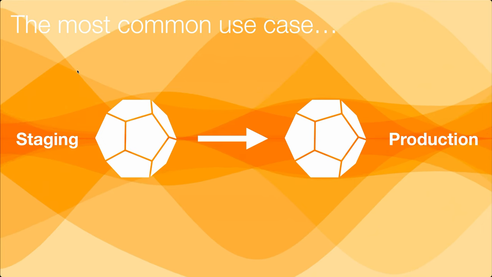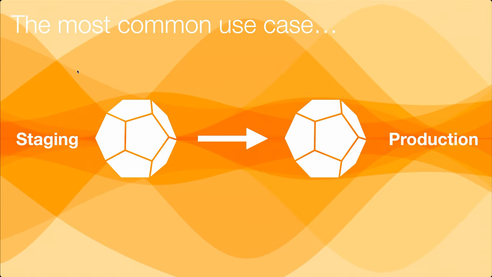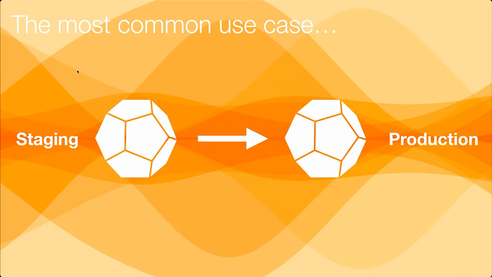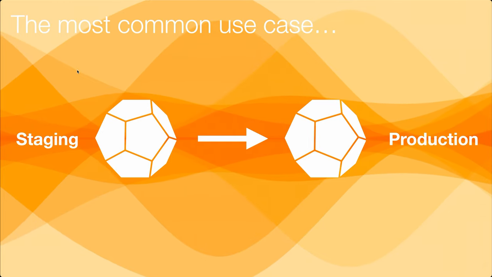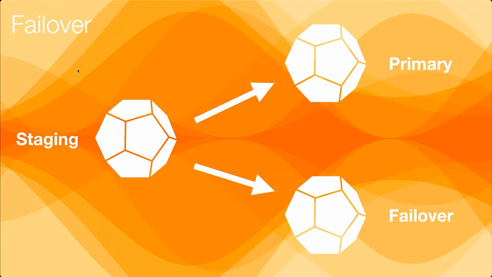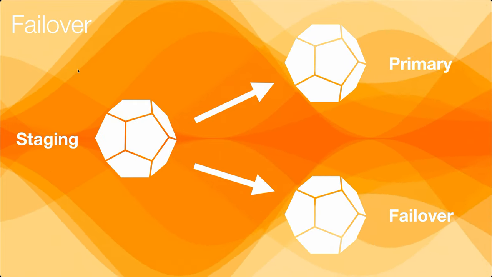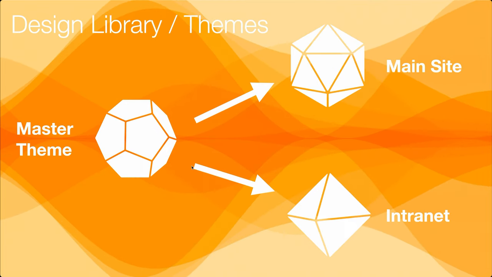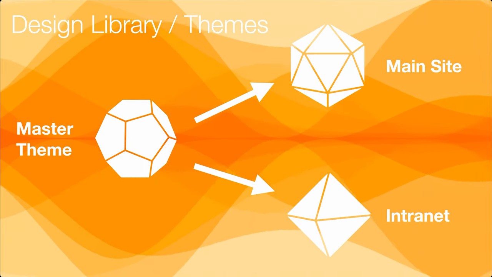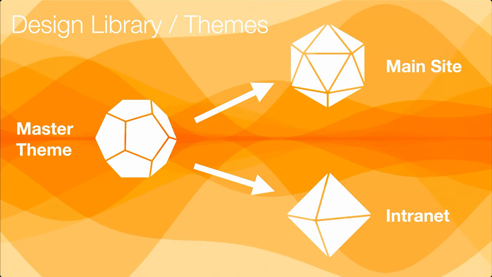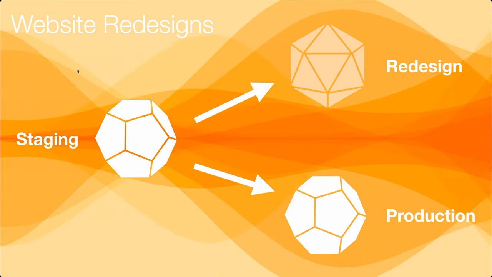What I just showed was the most common use case for staging, where you make changes on a staging server out of the public eye safely, and then you push them to the production site when they're ready. Backstage can also be used for a lot of other use cases, like failover, where you're sending it to both your primary site and your failover site. Design library or themes, where you're sending all your assets for your design of your websites to both your main site and maybe an intranet.